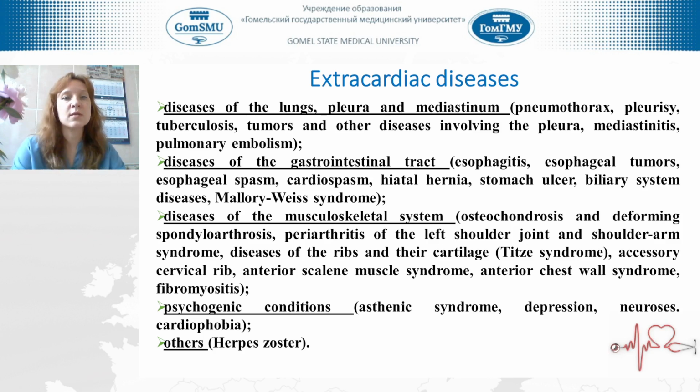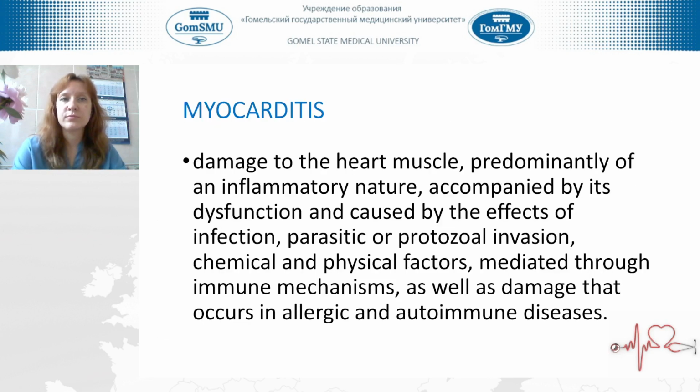Disease of the musculoskeletal system: osteochondrosis, ankylosing spondyloarthritis, periarthritis of the left shoulder joint and shoulder-arm syndrome, disease of the ribs and the cartilage, Tietze syndrome, anterior scalene muscle syndrome, anterior chest wall syndrome, fibromyositis. Psychogenic conditions: ischemic syndrome, depression, neurosis, cardiophobia, and others such as viral infections like herpes zoster.